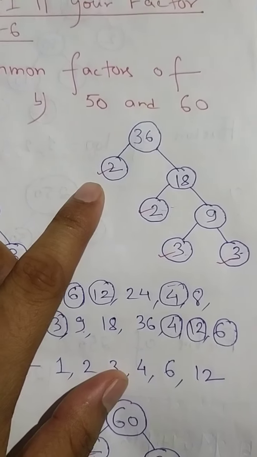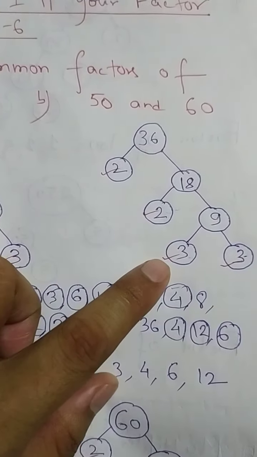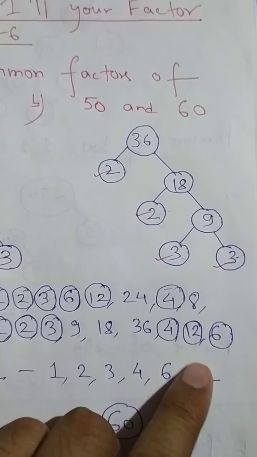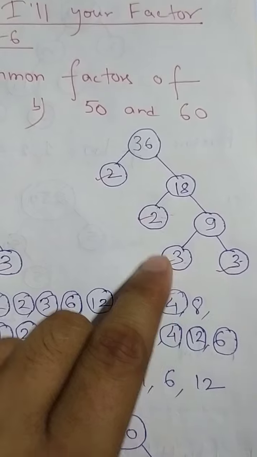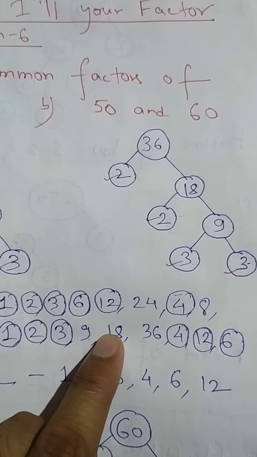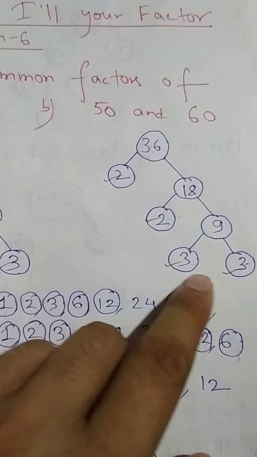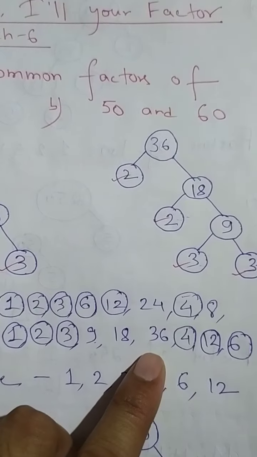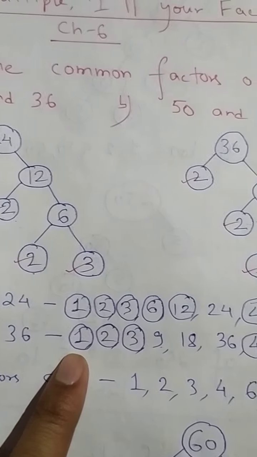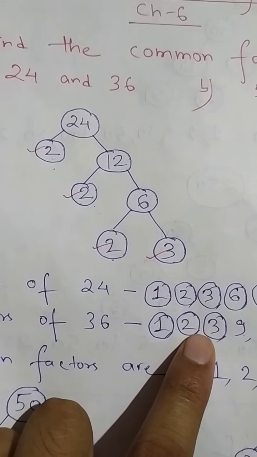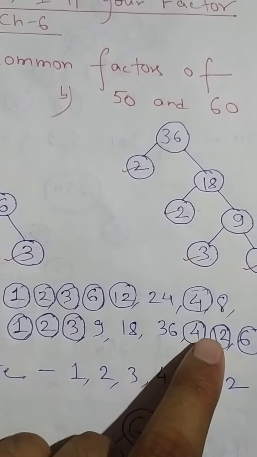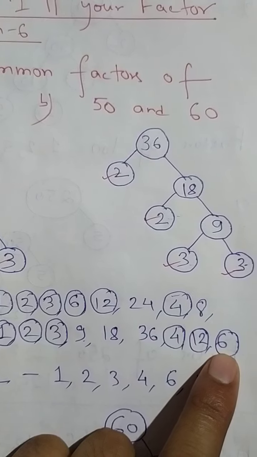Now let's multiply 3 at a time. 2 2s are 4, 4 3s are 12. 12 is not here, so we have written 12. And 3 3s are 9, 9 2s are 18, which we have already written. If you multiply all 4 numbers, you will get 36, which we have already written. So the factors of 36 are 1, 2, 3, 9, 18, 36, 4, 12 and 6.